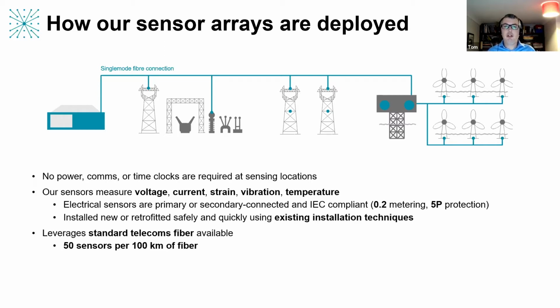We use the standard telecoms fiber that's already in the inter-array cables as well as the export cables to communicate with the sensors from the Interrogator, which normally sits in the substation. We can put 50 of these sensors per fiber and go up to 100 kilometers from the substation.